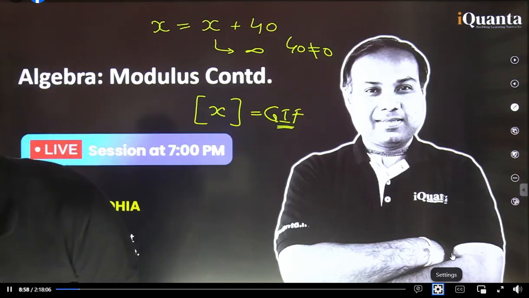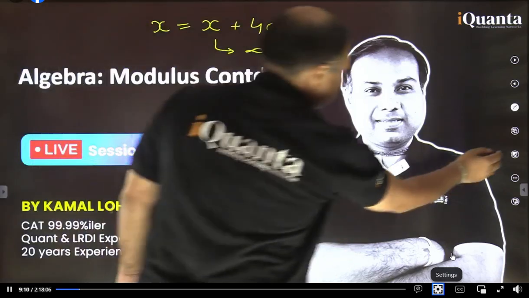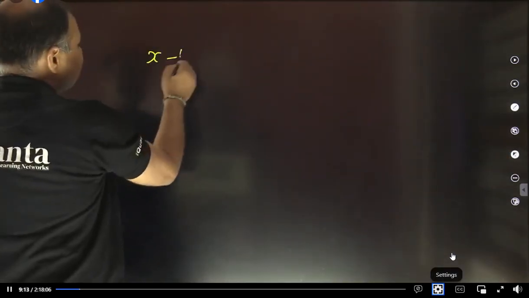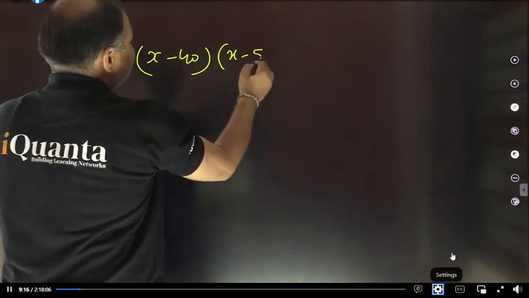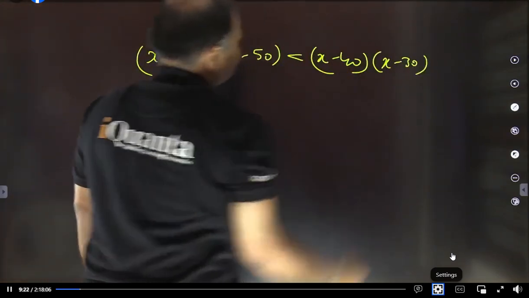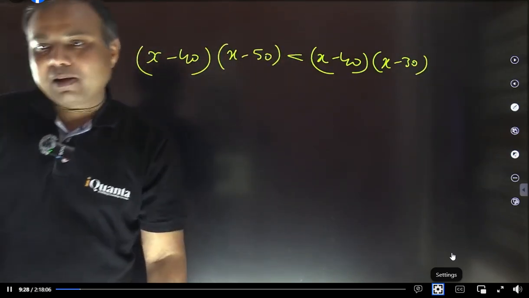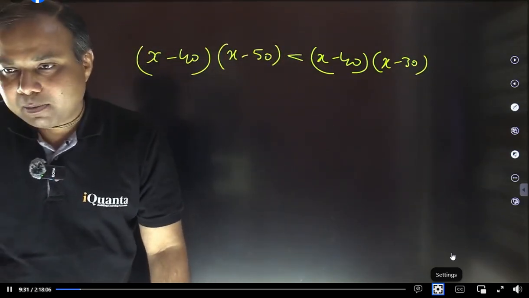Manas is asking something else. That is a linear inequality. Yes, we can't cancel the variable here. Let me write. Manas is asking a question like this. He's saying (x minus 40) into (x minus 50), let's say, is less than (x minus 40) into (x minus 30). So can we cancel x minus 40 on both sides? No. We discussed this also. That is not the right way. We may get an incomplete answer.